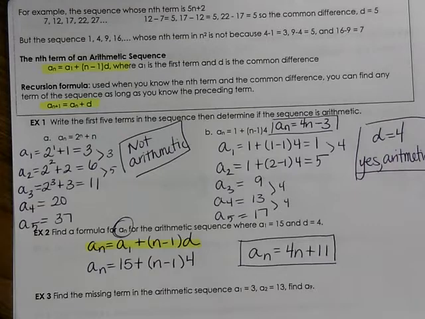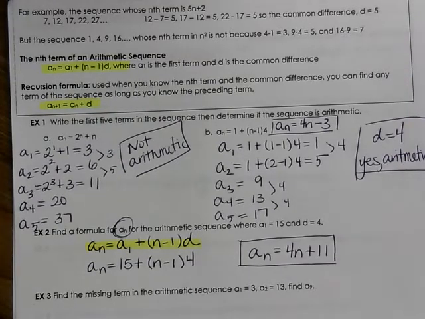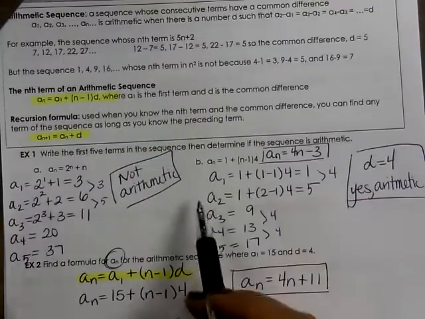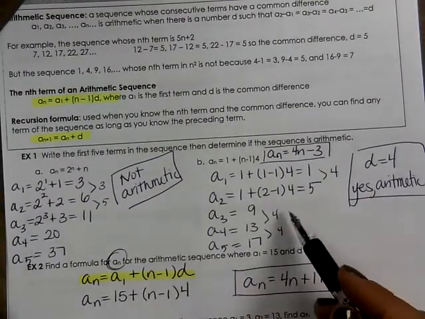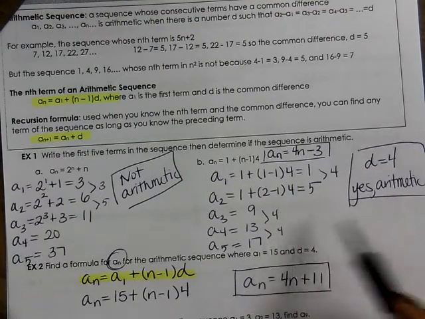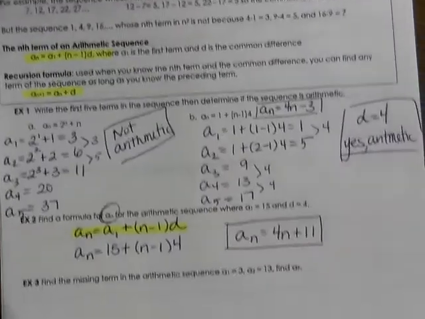Questions on that one? Yeah? So if we can recognize that the equation they give us for example 1b is set up the same way as that formula, can we just automatically say it's arithmetic? Yeah, you can. The only thing is that in example 1, it did also ask for the first 5 terms. So you would still have to calculate those first 5 terms, but yes, definitely. I want you to be able to recognize that, okay?